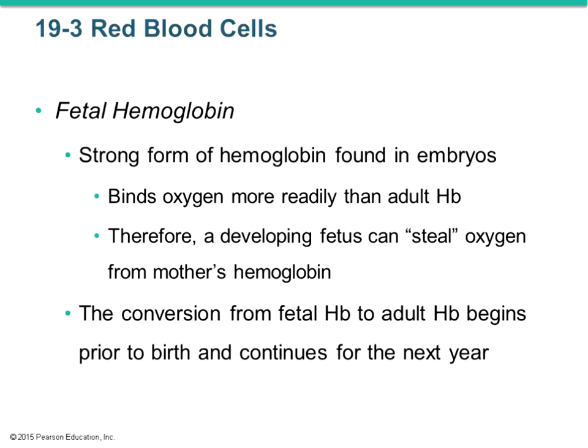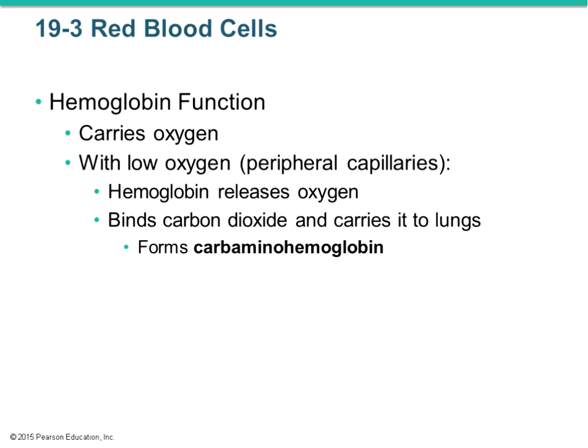Now there is what's called fetal hemoglobin. You guys may have heard about the concept of how a baby can get oxygen from the mother. The hemoglobin in a fetus, as it's developing, has a stronger affinity for oxygen than adult hemoglobin does. And so it binds oxygen more readily, and therefore the developing fetus ensures that it's getting enough oxygen from the mother's hemoglobin. And then after birth, for about a year, the newborn gradually converts to adult hemoglobin. Okay?